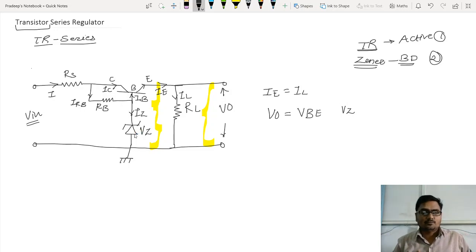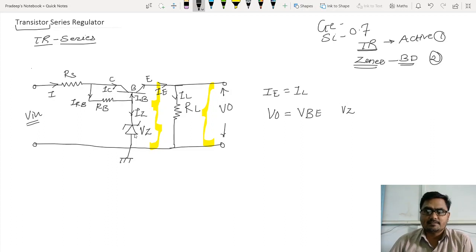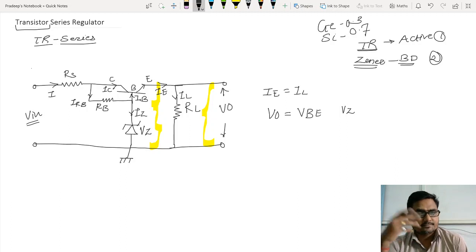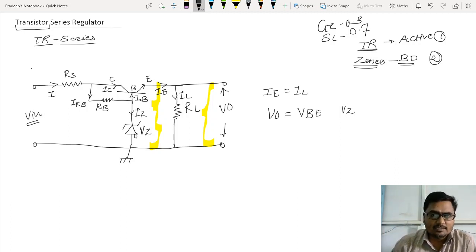Now we have to assume that the Zener is in its breakdown region and the transistor is working in the active region. As the transistor is in the active region, its base to emitter voltage is constant. If I'm using a silicon transistor, then it is 0.7. If I'm using a germanium transistor, then it must be 0.3. Right? So VBE is a constant. So as the transistor is in the active region, let me write, okay, let me change the pen.